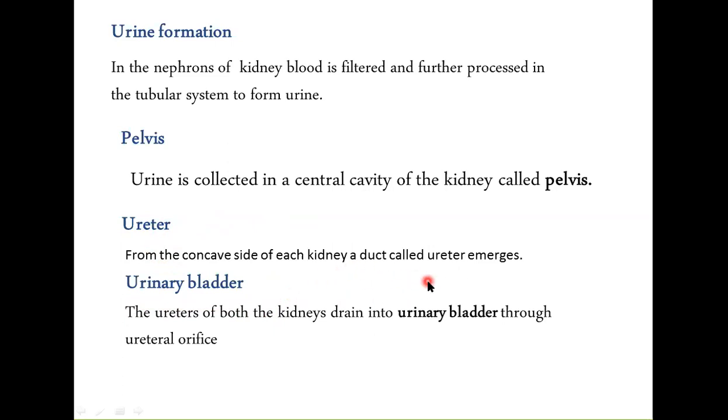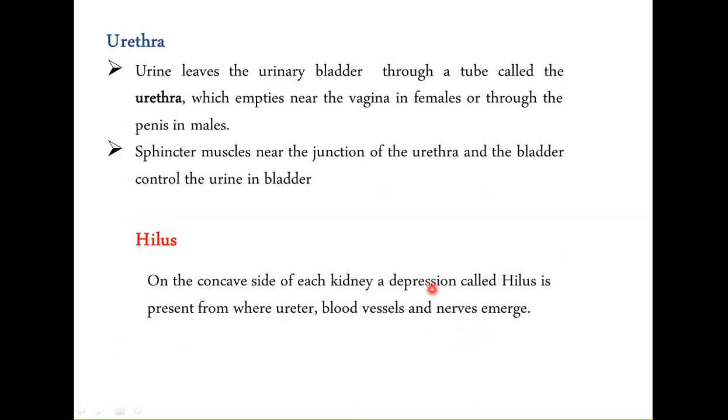Ureter from each kidney extends down and opens into the urinary bladder through the ureteral orifice. और फोर्थ कंपोनेंट यूरेथ्रा। Urine leaves the urinary bladder through a small tube called urethra. जैसे हमने पढ़ा, urethra empties near vagina in case of female, whereas in case of male it passes through the penis. At the junction of urethra and bladder, there is a sphincter muscle which controls the urine in the bladder.